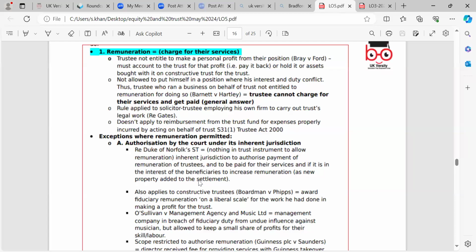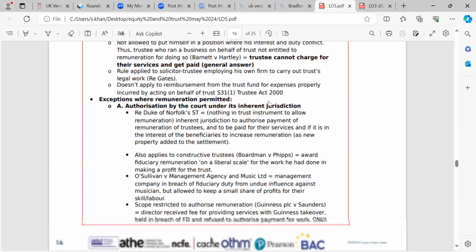The rule in regards to this is that trustees are not entitled to make a personal profit from their position, as in the case of Bray v Ford. They must account to the trust for their profit; they must pay it back or hold the assets. They are not allowed to put themselves in a position where interest and duty conflict. Also, the rule applies to a solicitor-trustee relationship, where one case to look at is R v Gates.